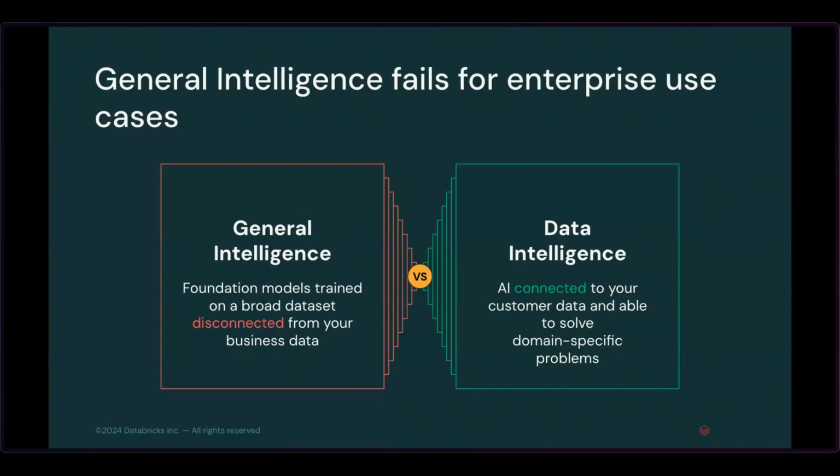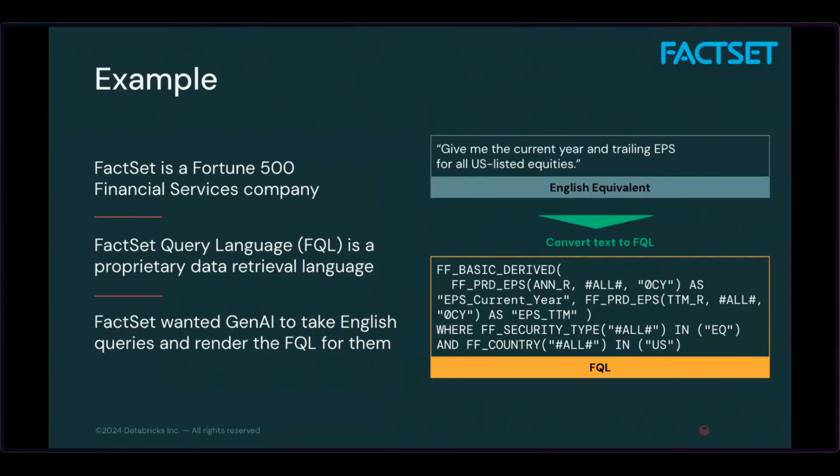Moving to a more specific example here, let's talk about one of our customers, FactSet. FactSet is a Fortune 500 financial services company that delivers financial data and analytics to financial analysts. Part of their offering is a proprietary data retrieval language called FactSet Query Language, FQL. You can see it on the bottom right here. But users of FactSet don't want to learn a new proprietary language specifically to interact with FactSet if they don't have to. So FactSet wanted to find a way to take English queries and then render that in FQL, and they came to Databricks to do this.